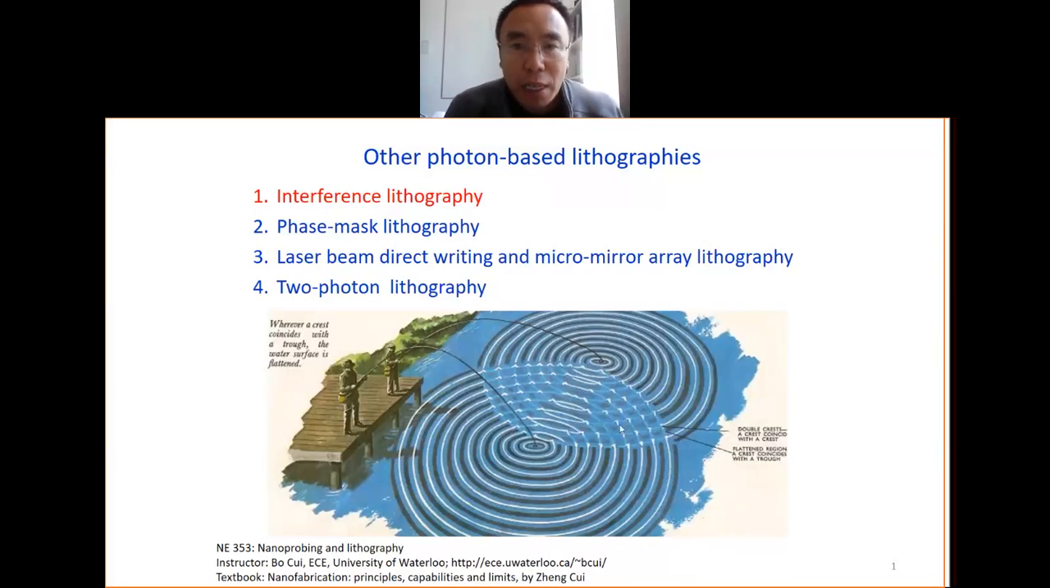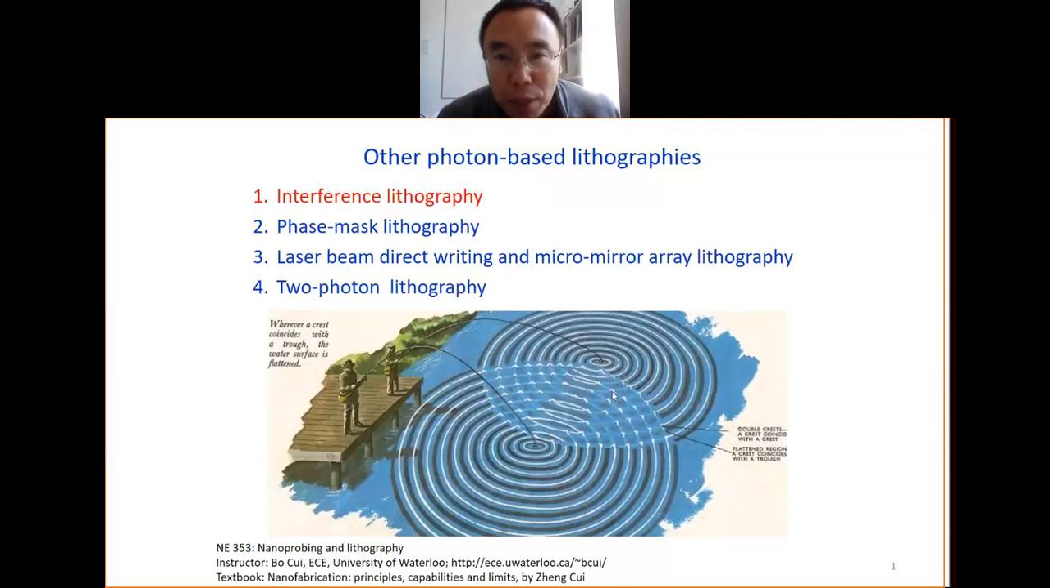As you can see, at one moment, this part is the peak, this is the peak, and this is the valley. This is the peak, this is the valley. You can imagine if this is the light, we also have a similar light intensity profile. So this light can expose the photoresist. This is the idea of interference lithography.